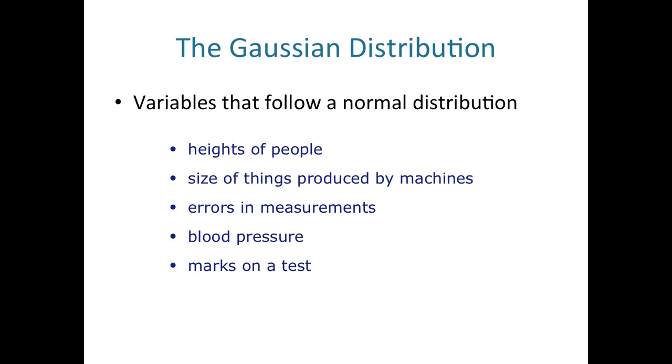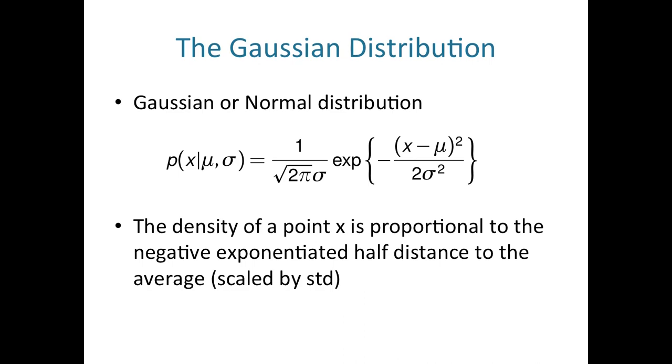Gaussian distributions, or normal distributions, are interesting to study basically because they appear in many data that we capture from nature. For example, the distribution of heights in people follows a normal distribution. The size of things produced by machines and errors in measurements can follow normal distributions. Blood pressure, marks on a test, okay, the typical bell-shaped curve that many instructors use to divide grades of the students. So it's a distribution that oftentimes appears in nature, and that's the reason why it's interesting and why it's been studied so much.